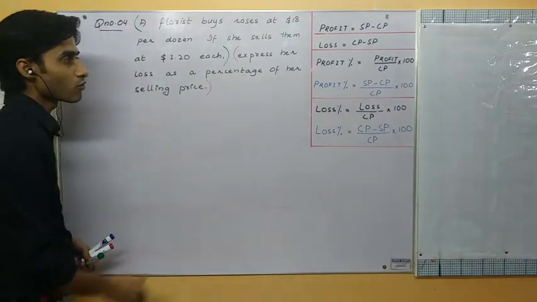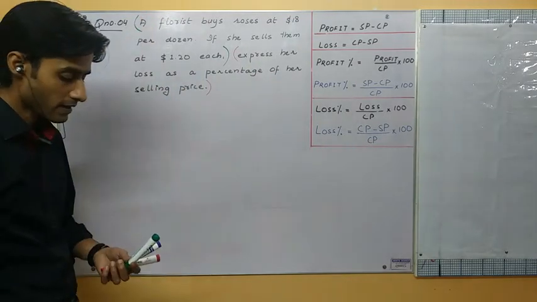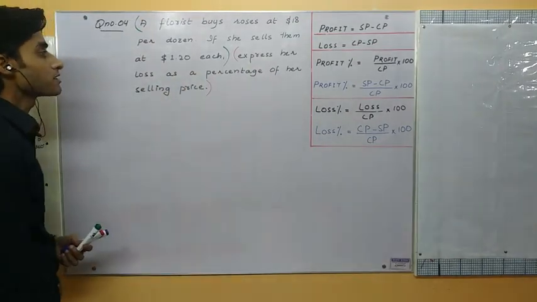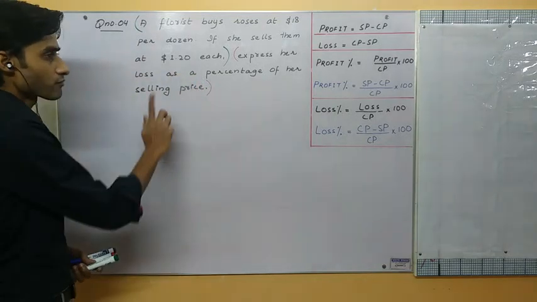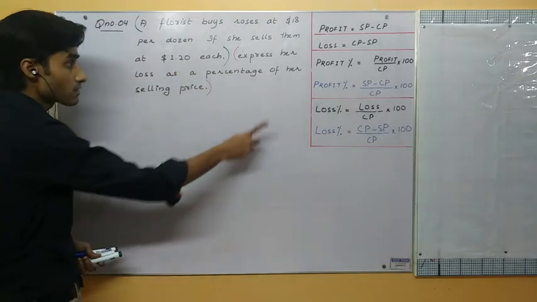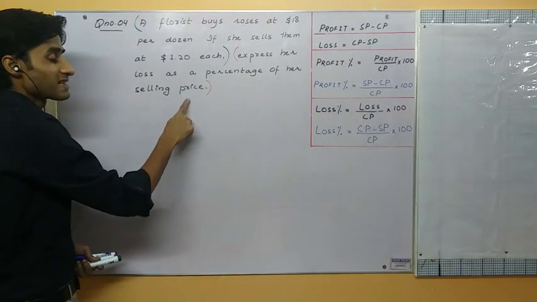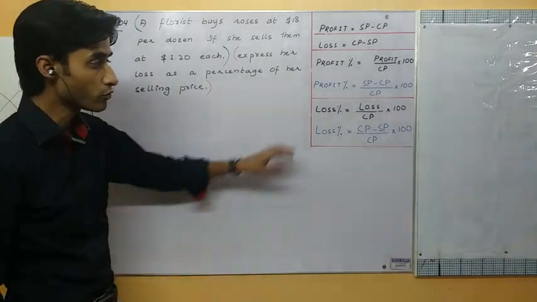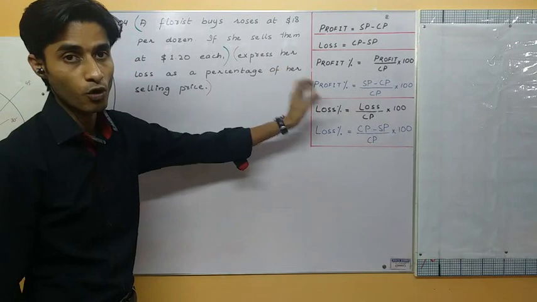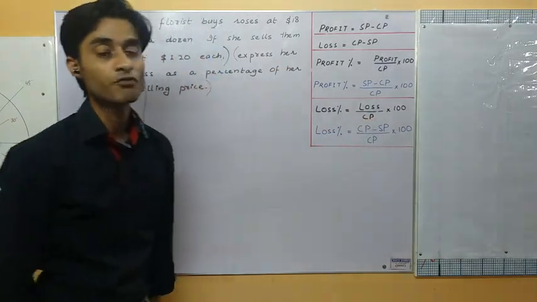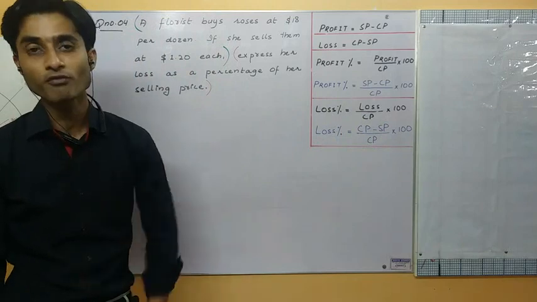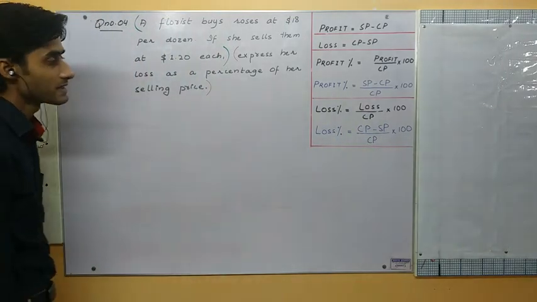So I have separated the unknown part, and I have the known part here. The unknown part tells me to find out loss as a percentage of her selling price. So I have to find out loss percentage, and of her selling price as well. So I am not going to use this formula. I am not going to find out loss as a percentage over cost price. I will replace cost price with selling price in order to find loss as a percentage of the selling price.